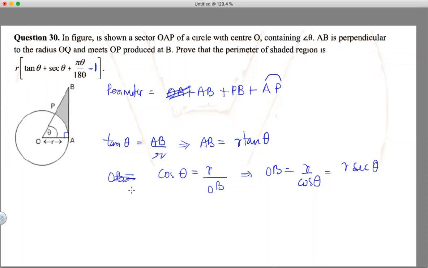Okay? So now we can find our PB. PB is equal to R sec theta minus this length, which is R, so R sec theta minus R. So now we got our PB as well. Now we need the length of arc AP.